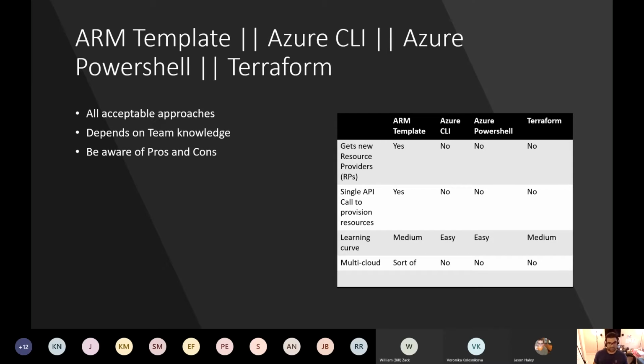Then another approach is single API calls, right? Which one is going to make one single API call to go and provision your environment? Usually an ARM template is one single call, and then you just delegate to the deployment engine to schedule and orchestrate the deployment of the different resources. In CLI, PowerShell, and Terraform, usually no, right? So you need to make different API calls to be able to provision an environment.